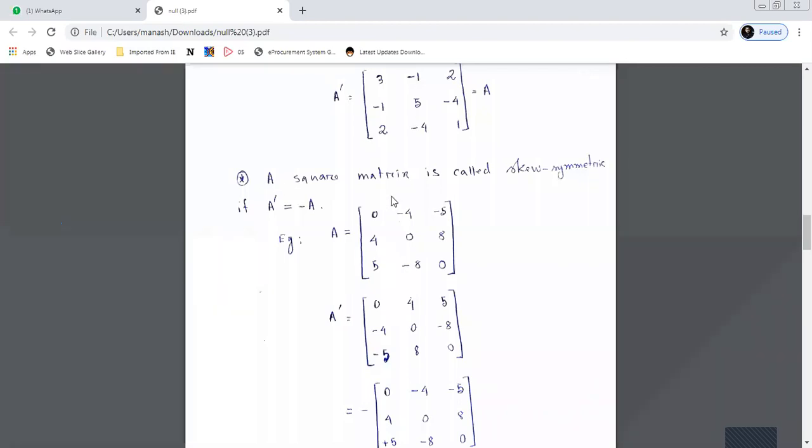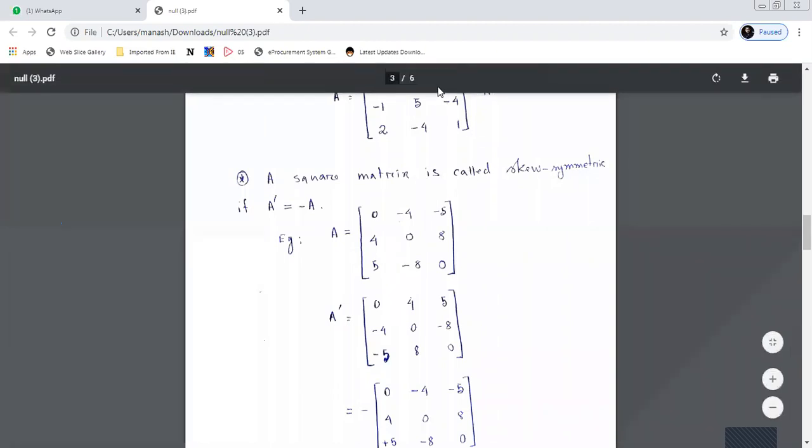Next, see, a square matrix is called a skew symmetric matrix if A dash equals -A. So if A dash equals -A, then the matrix is called skew symmetric. I take this one as an example. A is a matrix. If you transpose this matrix, you get this one.